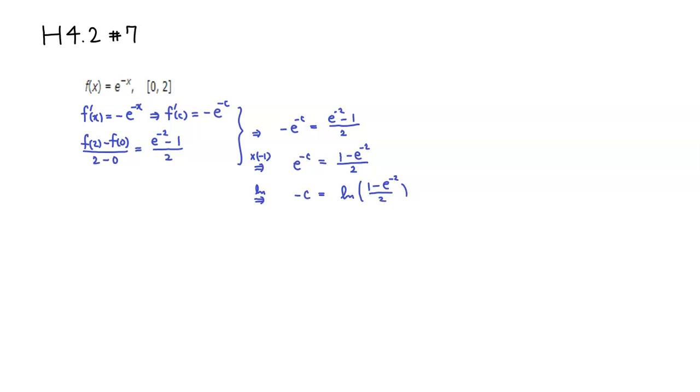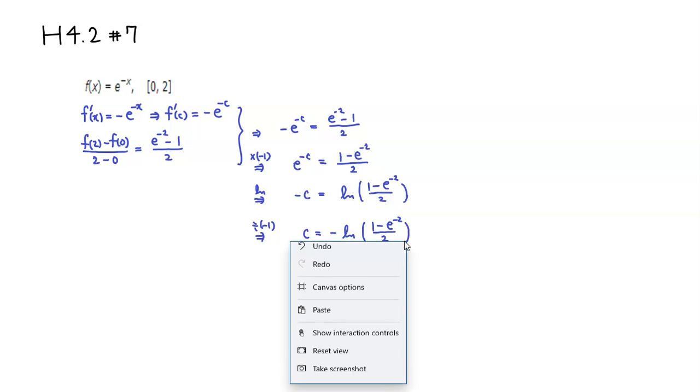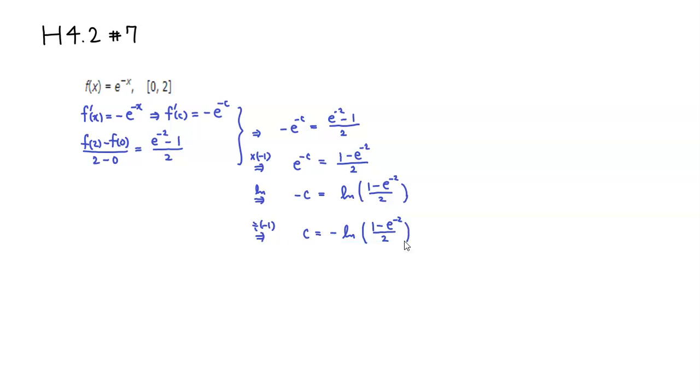Then the last step is to get rid of the negative sign, so we can just divide through by negative 1 to get c is equal to negative natural log of 1 minus e to the negative 2 over 2. Right, so let's type it in.